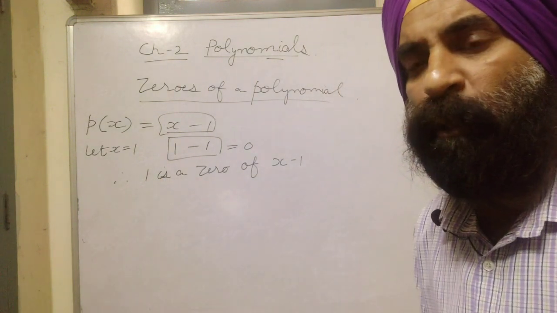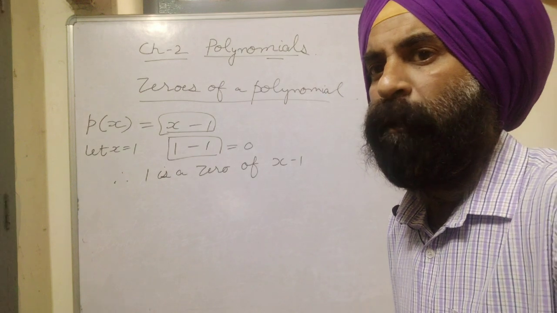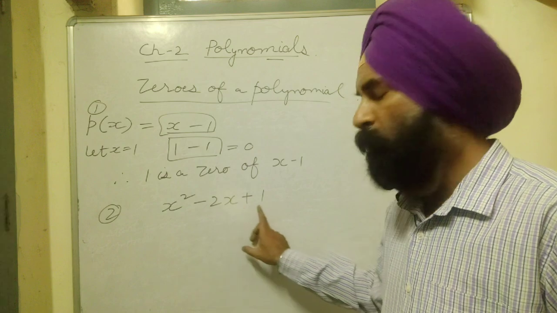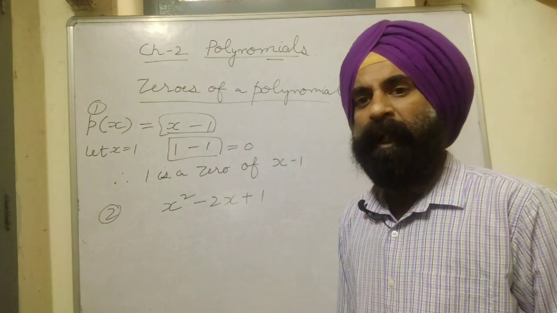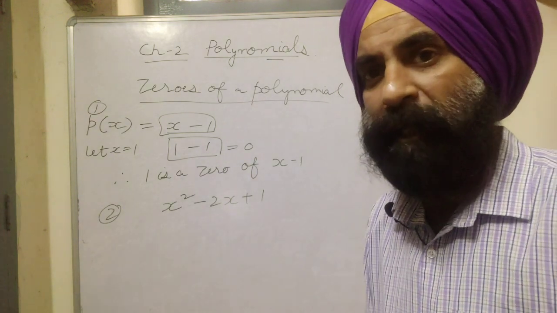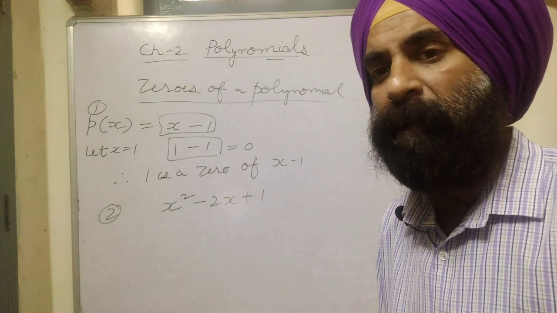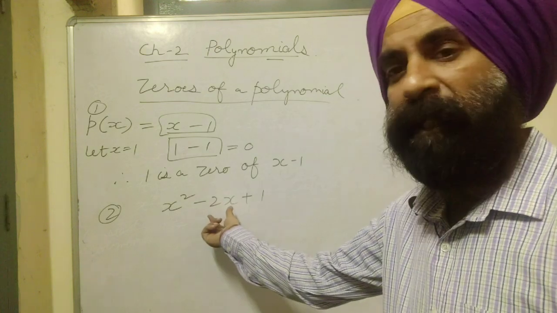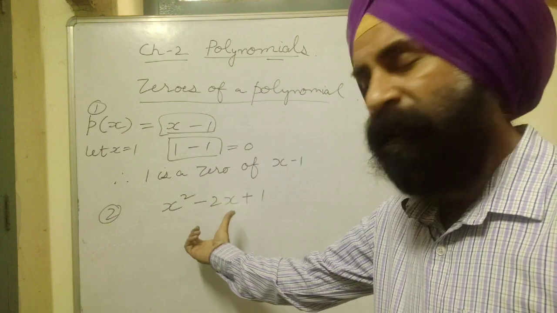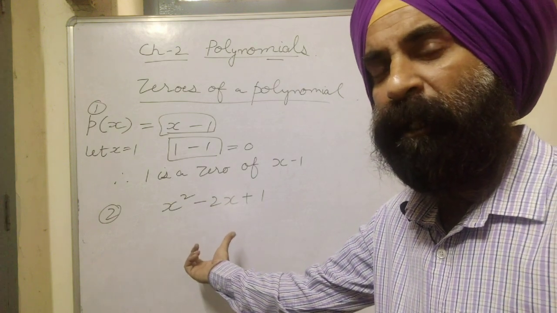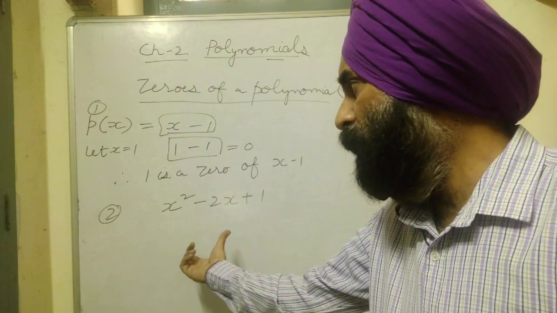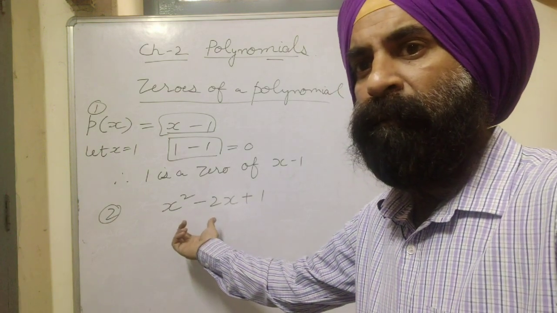Else we can consider a quadratic polynomial. So I have written a quadratic polynomial, x square minus 2x plus 1. We can find the zeros of this quadratic polynomial by splitting the middle term. You might have studied earlier how to split the middle term. It means the 2x term will be split and we can get the factorization of the given polynomial into linear polynomials, and then we get the zeros of this polynomial. So how will we do this?